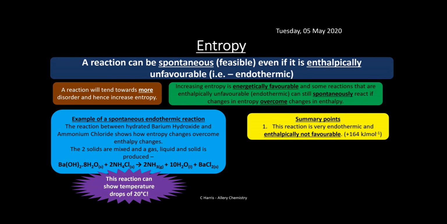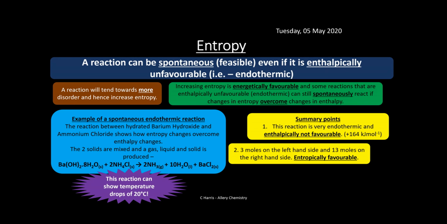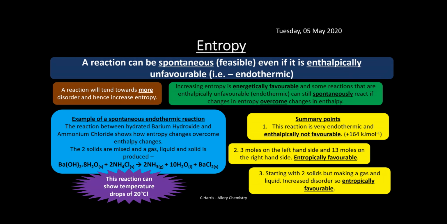So, summary points. This reaction is very endothermic. Enthalpically, it's not favourable. The value we associate with this one is plus 164 kilojoules per mole. It's not a favourable reaction. There are 3 moles on the left-hand side and 13 moles on the right-hand side. So entropically, it's favourable. You'll see this a lot, enthalpy and entropy. And the third point is we're starting with 2 solids, but we're making a gas and a liquid. So this as well, on top of the increased number of moles, is increased disorder, so it is entropically favourable. So there's more things going in its favour than against.